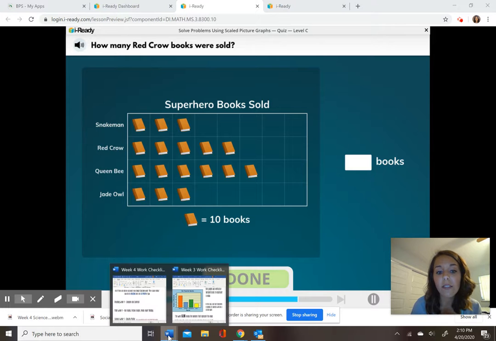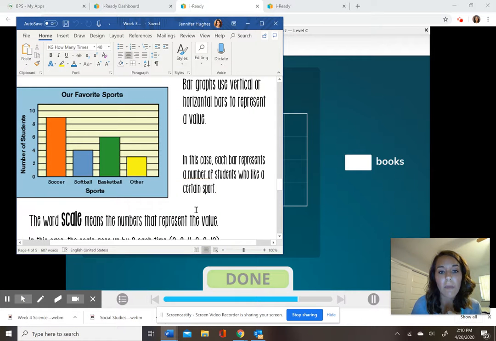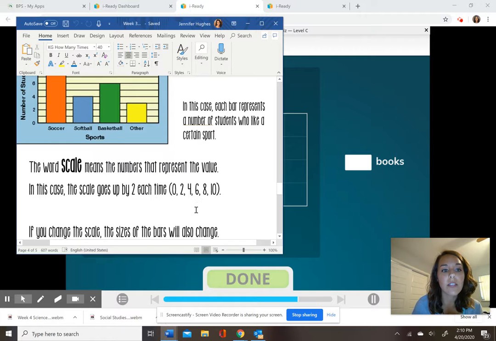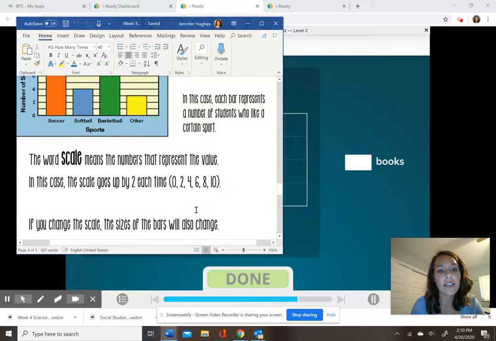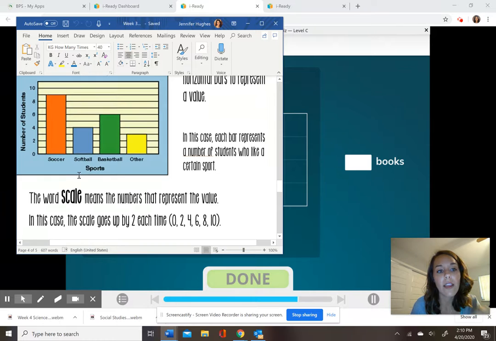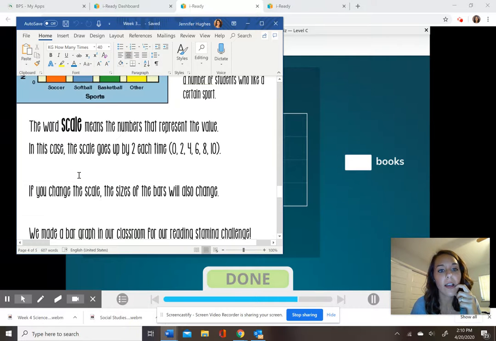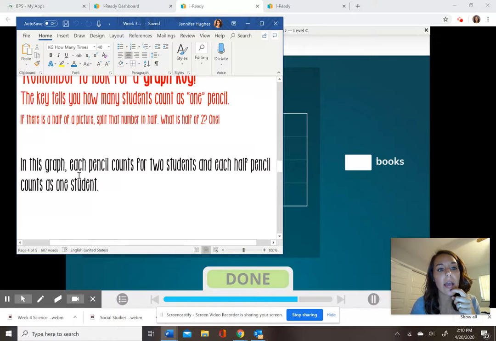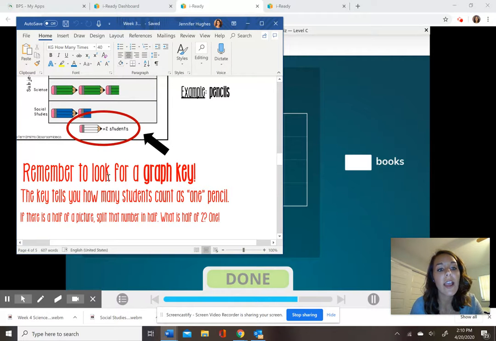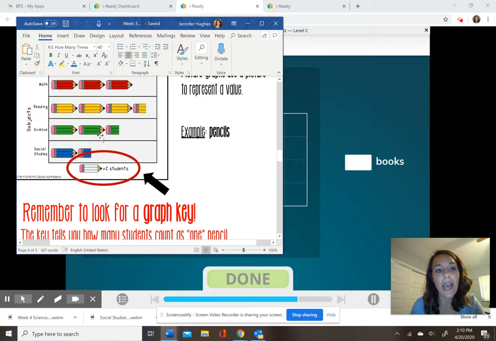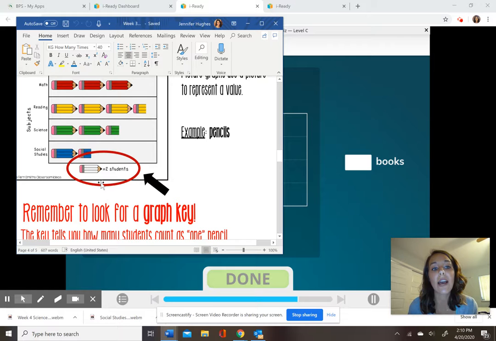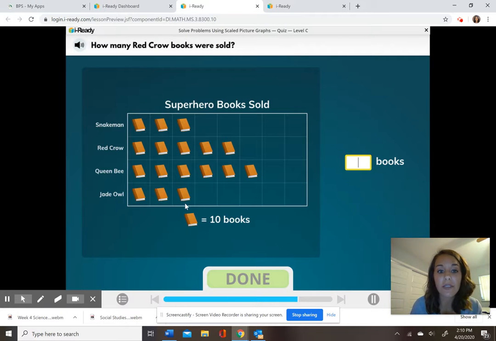And I did a little helpful tool last week in our learning skill builders. I made this little chart for you. And I just said that the scale means what does the number jump up by. And then, picture graph here. Remember to look for a graph key, and then each pencil in this case stands for 2, but a half pencil like this would be half of whatever the key is. So what's half of 2? Half of 2 is 1. So in this case, if there was a half of a book, it would represent 5 because 5 is half of 10. So hopefully that helps clear up some of the questions for you with the picture graphs and the bar graphs.